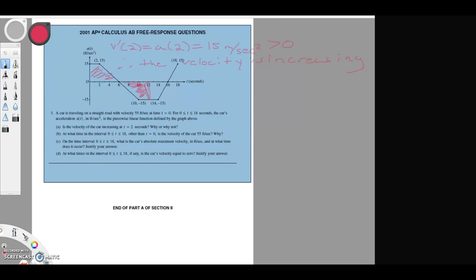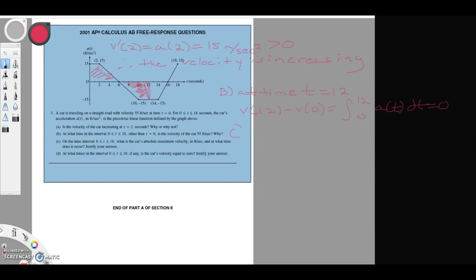So what you would say here for part B is at time t equals 12 seconds, because v of 12 minus v of 0 is going to equal the integral from 0 to 12 of a of t dt, which equals 0. So v of 12 is 0 plus 55, so it's 55 feet per second.